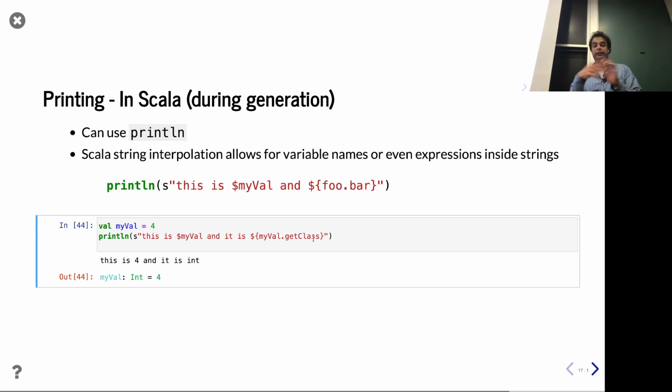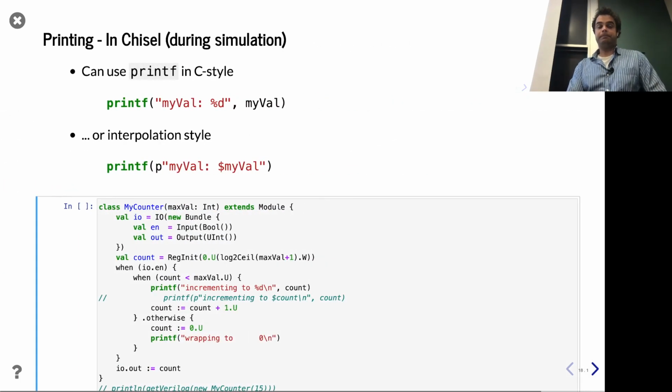So this, as I said, this string interpolation works on strings. We're using it with println, but other places may use it even without prints, right? That's fine. So this is helpful. Maybe when you're debugging your generator, you want to know for some derived parameter what value the generator had. Println's great. Okay, what about in the hardware?